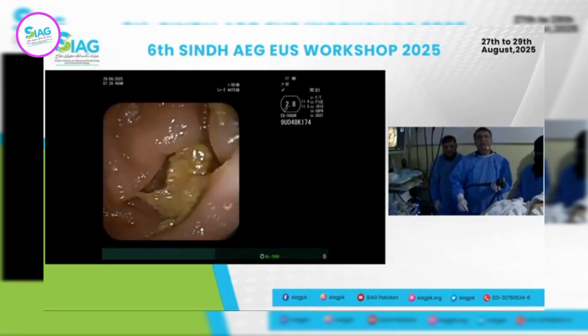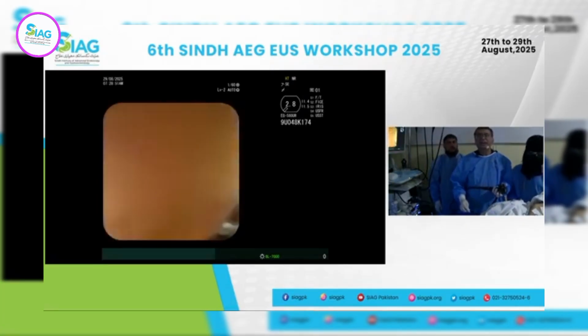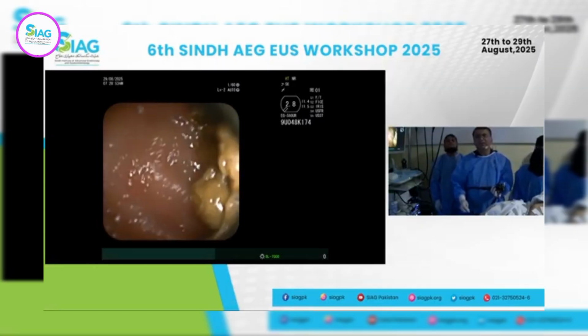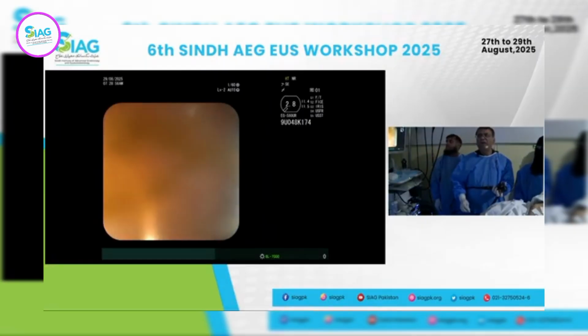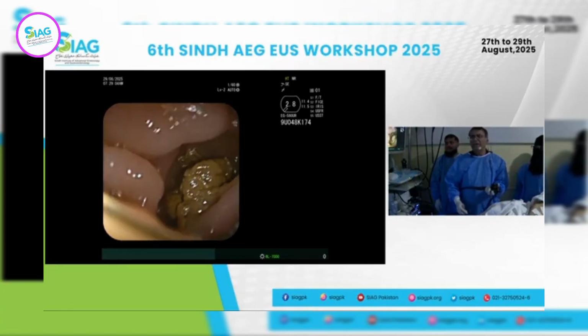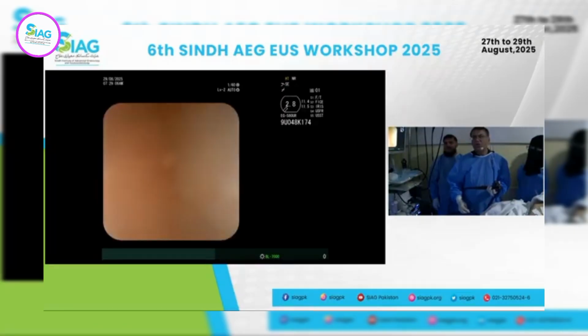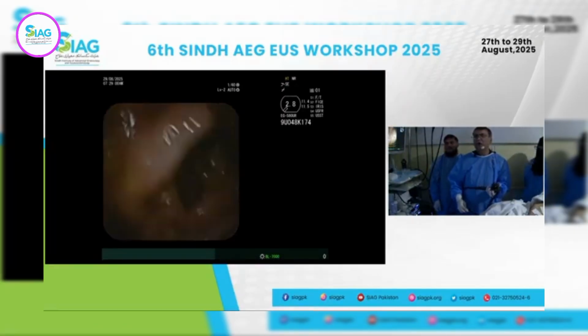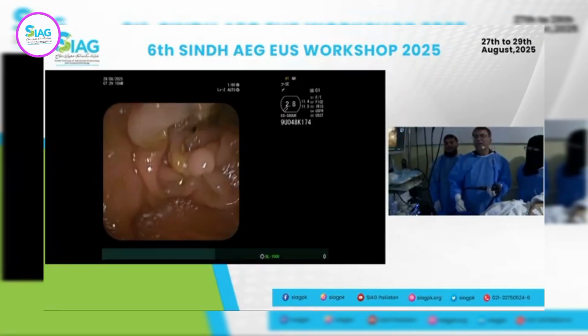There's a lot of stools as well, so I'll start the examination right here and see what we can demonstrate. What I'll do is make the balloon big. You don't want to burst the balloon, but make it big enough that it's giving you a good apposition or coupling to the wall.